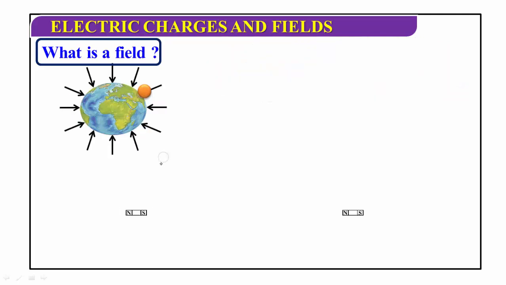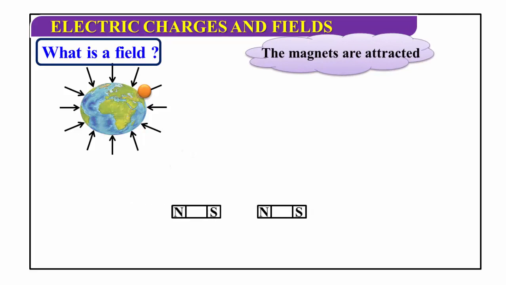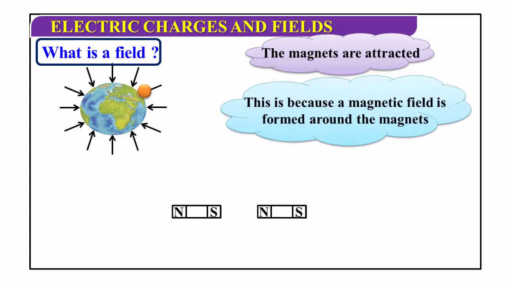Like this, now I consider these are two magnets. They have two poles, one is the north pole and another one is the south pole. The north and south poles of the magnets are attracted towards each other. Like charges repel each other, unlike charges attract each other. Like that, here also like poles repel each other and unlike poles attract each other. Here the magnets are attracted due to the magnetic field.